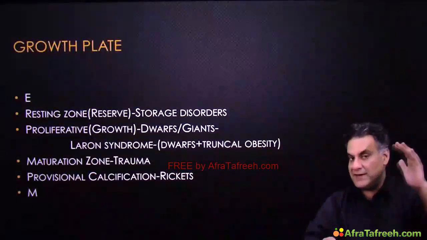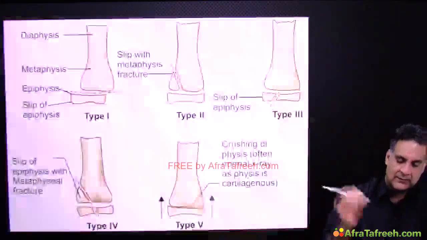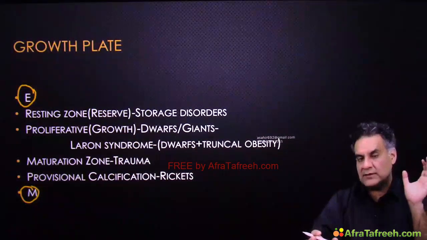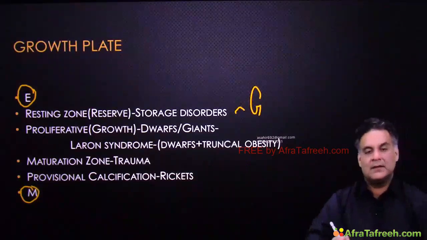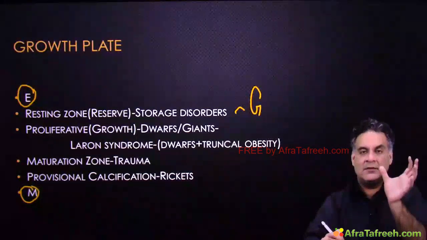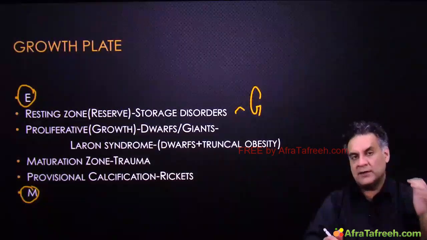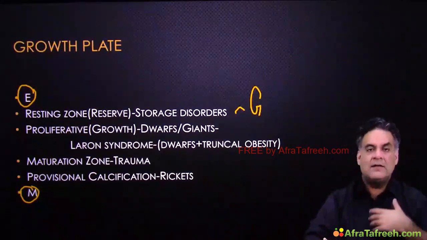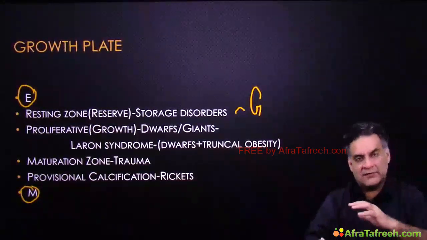Growth plate, the physis, is bridged between the epiphysis and the metaphysis. So we have the resting zone, the zone of reservoir, storage disorders that affect it, like Gaucher's. This is just beneath the epiphysis. Then you have the multiplying zone, the proliferative zone, affecting dwarfs and giants. One of the examples, growth hormone deficiency, Laron syndrome, is involved. Then you have the zone of maturation, just beneath the proliferative zone. That's the zone from which the fractures occur.